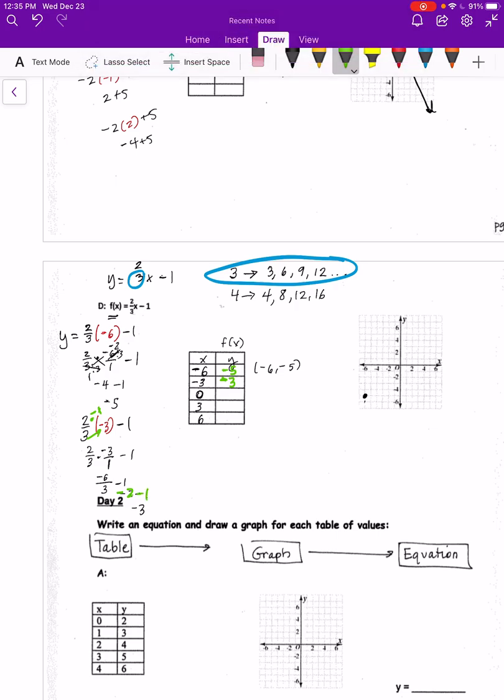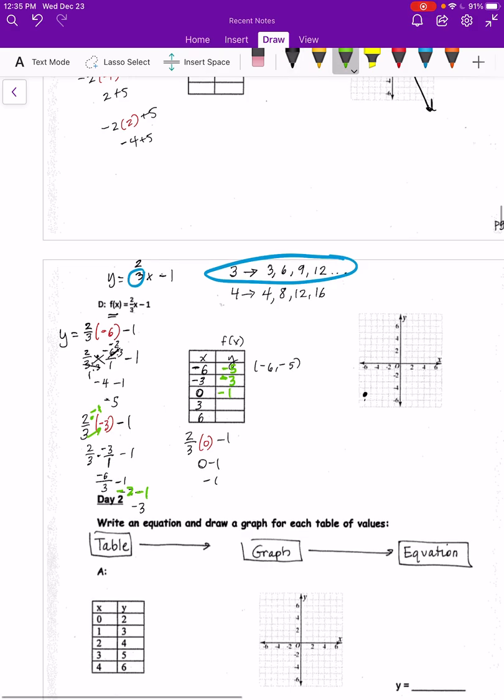Okay, so now I have 2/3 times 0. I love when I have a 0 because that makes things easy. So 2/3 times 0, and then minus 1. So 2/3 times 0 is 0. 0 minus 1 is -1. So I plot in -1. And actually, I forgot to plot my last point, so I'm going to plot both of them this time. So I have (-3, -3). That goes here. And I have (0, -1), and that goes here.